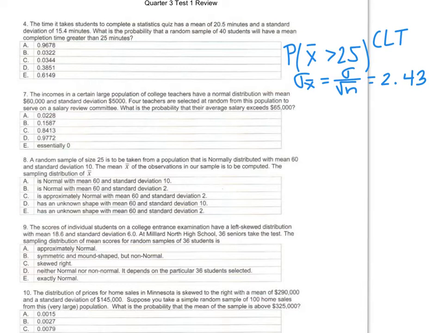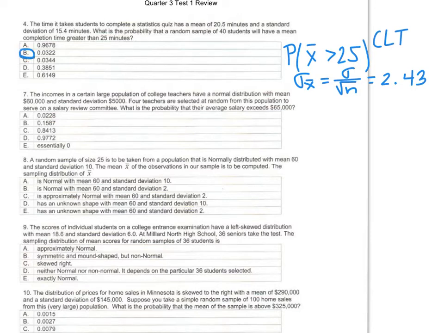And so then I can use my calculator and do a normal CDF, plugging in my lower bound, which is the 25, my upper bound, which is a really large number. The mean stays the same at 20.5 with a standard deviation of 2.43. And I press OK, and it gives me 0.0322. So right in here.